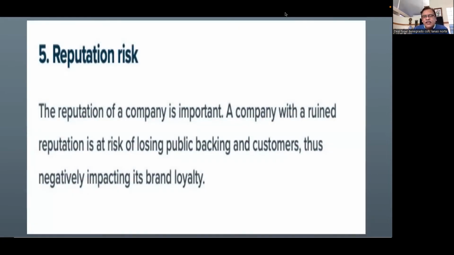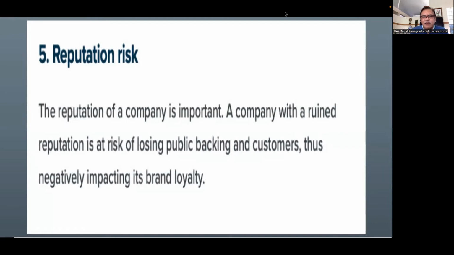And the last but not the least is reputation risk. Mga kapatid, lalo na sa atin, sa CFC, sa Co-ops for Christ, meron tayong reputation na ginagalang natin, ating binavalue. Kung di natin yan aalagaan, well, we will have problems with our members and we will have problems with the community.